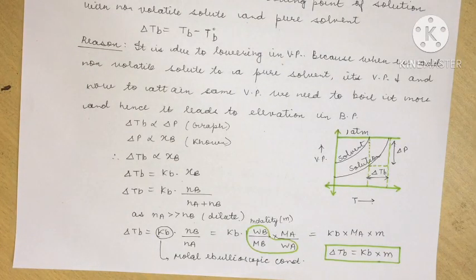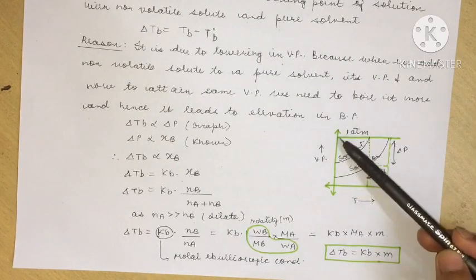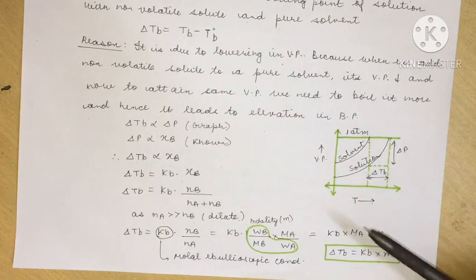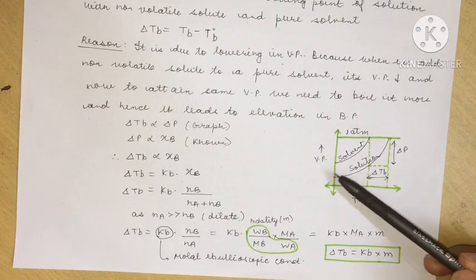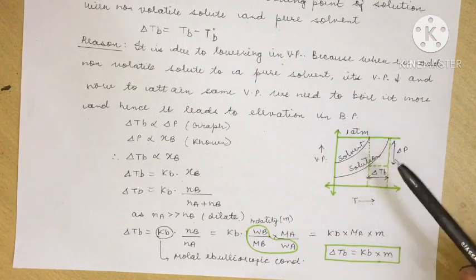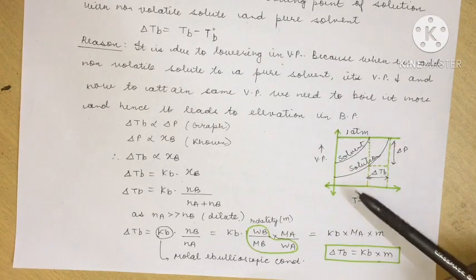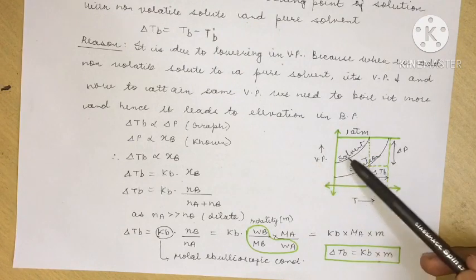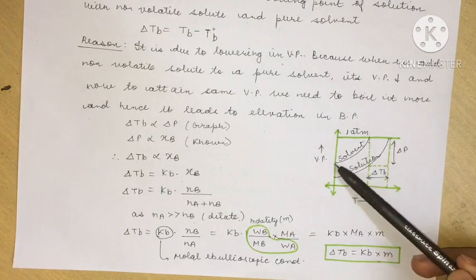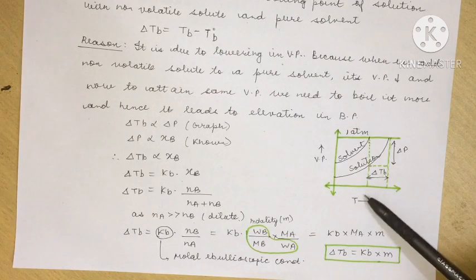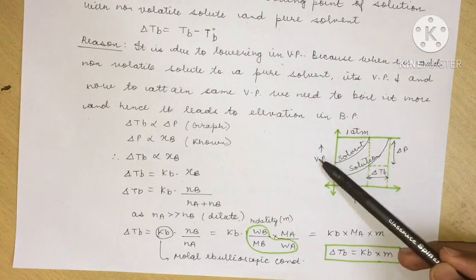Now we will see this graph. This graph shows the relationship between vapor pressure and temperature: as we increase the temperature, our vapor pressure increases, meaning more and more vapors are formed. For a pure solvent, you see that at a very small temperature we can have more vapor pressure.